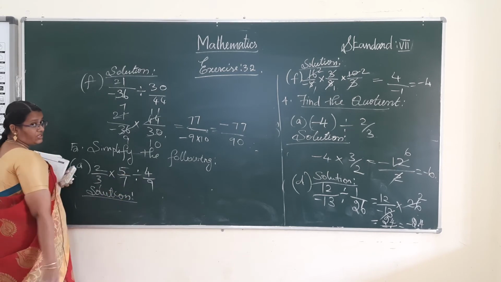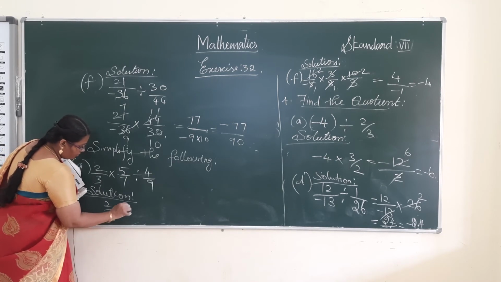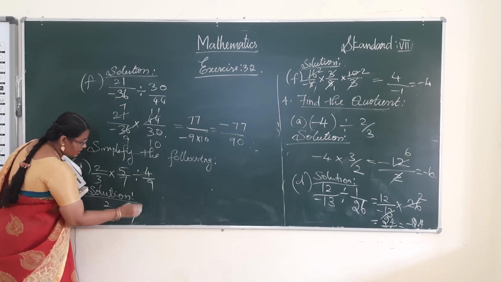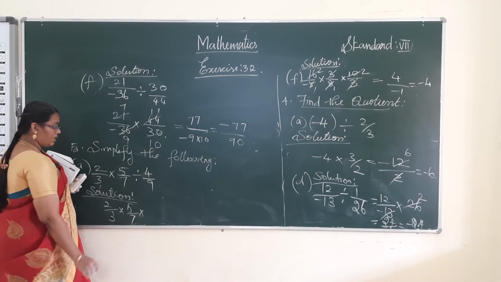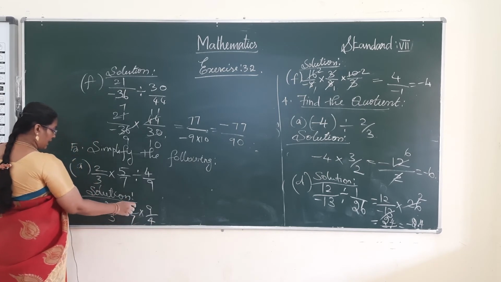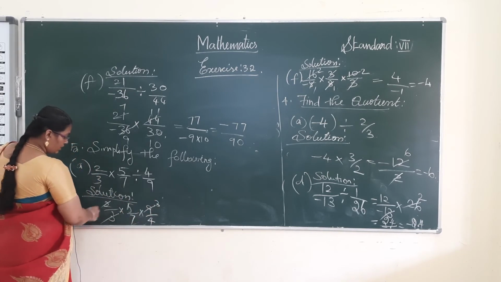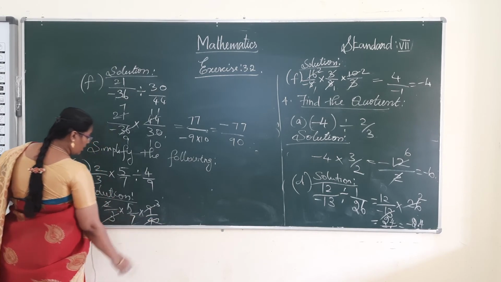First, the division. First write the multiplication values, 5/7. Change the division to multiplication and write the reciprocal, 9/4. Now cancel in the 3 table: 3 3s are 9, 3 1s are 3. Here 2 1s are 2, 2 2s are 4.